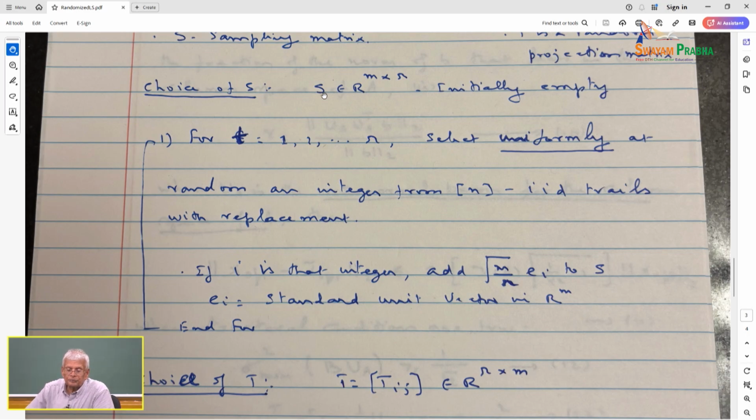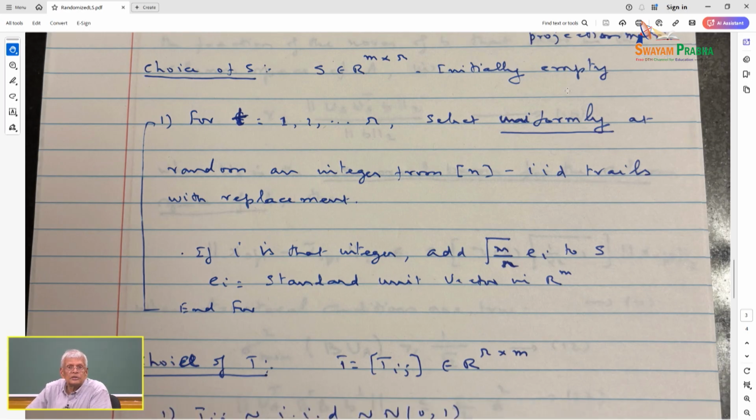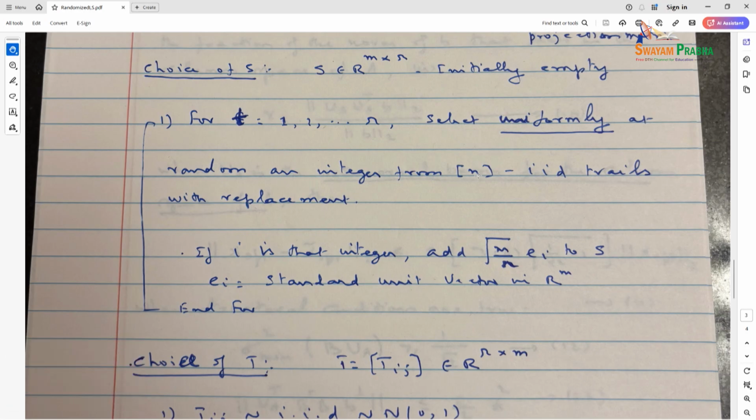So, let S be an m by r matrix. That means S transpose will be an r by m matrix. Initially, this matrix is empty. R is a parameter which I am going to decide. So, there is a loop for t from 1 to r, select uniformly at random an integer from 1 to n. Look at the notation now. Square bracket n means the set of numbers from 1 through n.